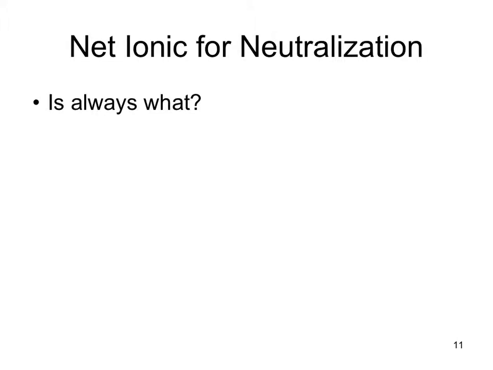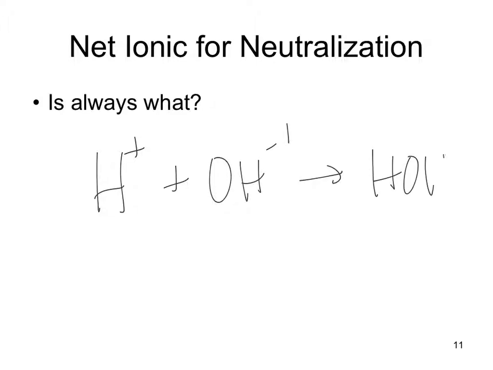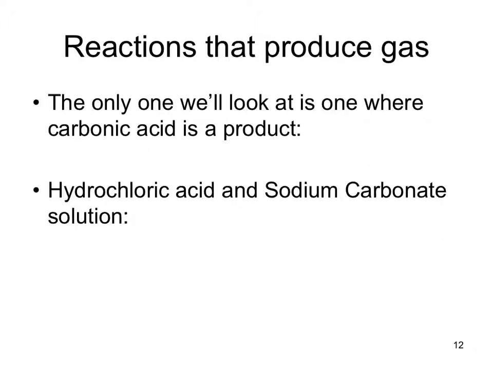Let's balance the equation. The net ionic for an acid is always going to be this, because that is what happens. The others are spectator ions. The chloride, the sodium, those are all going to be aqueous before and after. So this is the net ionic for neutralization, always.